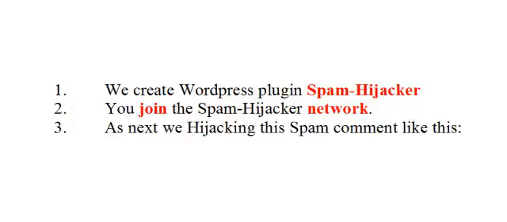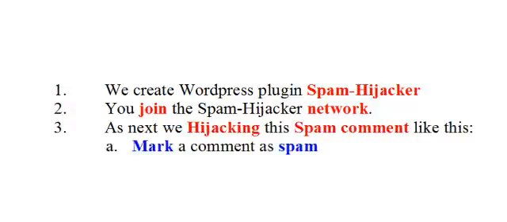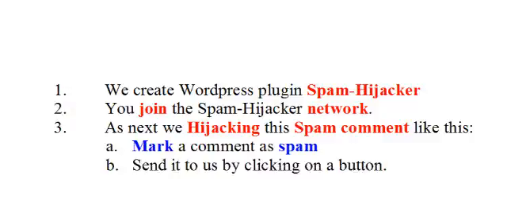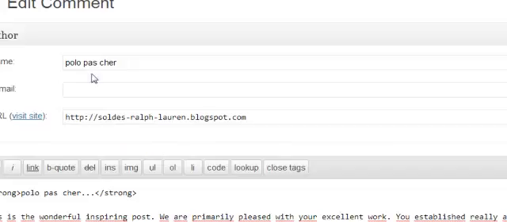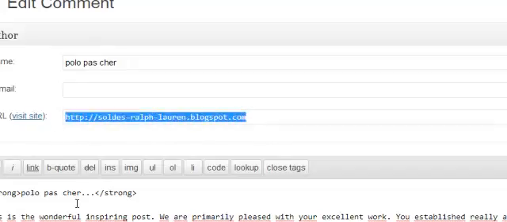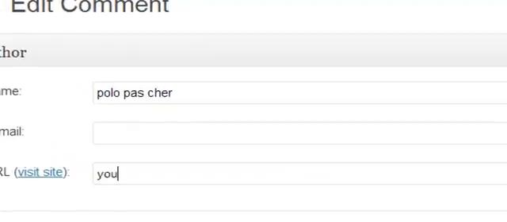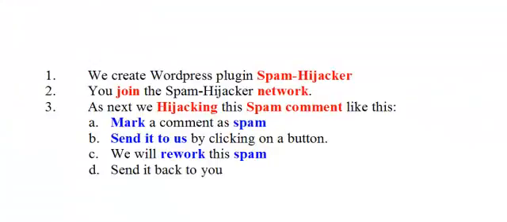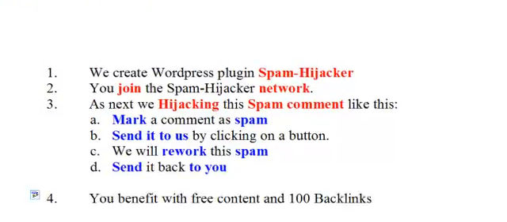3. Next, we hijack this spam comment like this. A. In the first step, you have to mark a comment as spam. B. After that, you send this or even several comments to us by clicking on a button. C. We will rework this spam comment by replacing this link here and optimizing the text for certain keywords. D. Finally, we send these comments back to you so that you can publish them in your blog. By doing this, you set, for instance, 100 links, for which you will get, of course, 100 links in exchange back from other members of the network.